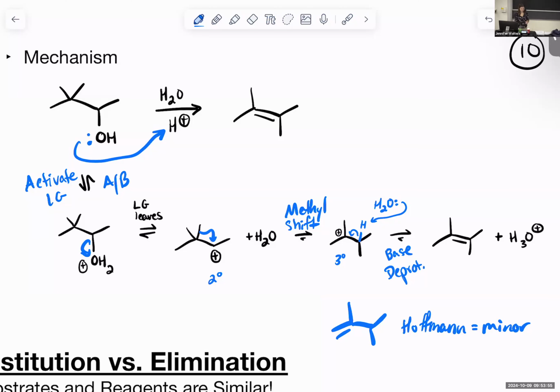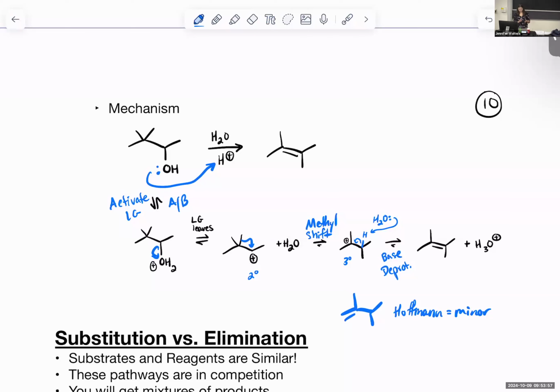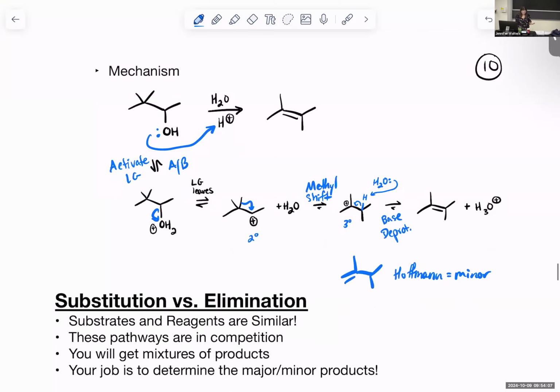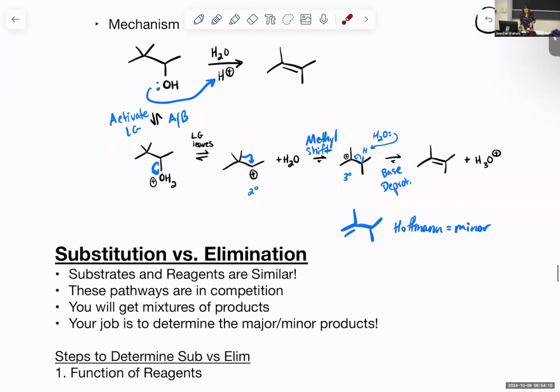Okay. All right, so we've laid out a lot of details about substitution and elimination, SN1, SN2, E1, E2. We had a lot to consider there. And we talked about how our reagents and our substrates are very similar. These pathways are in competition because of that. So you will likely get mixtures of products. Your job is going to be to figure out which one's the major, which one is most likely to happen. That's what you need to determine.